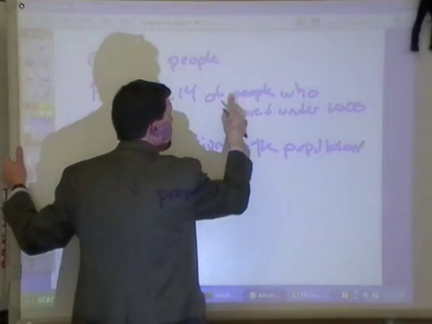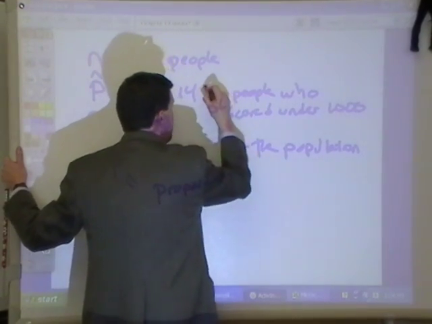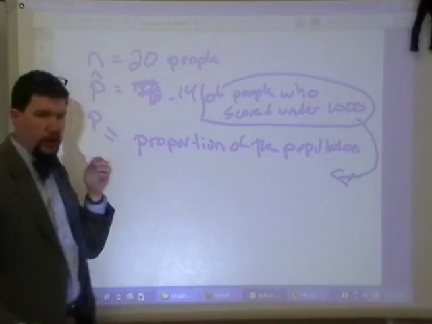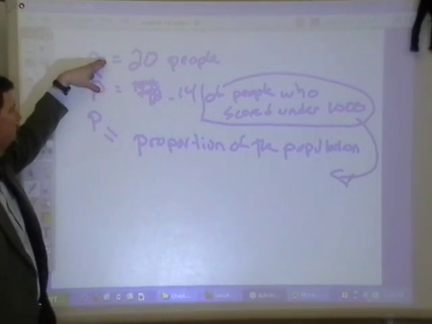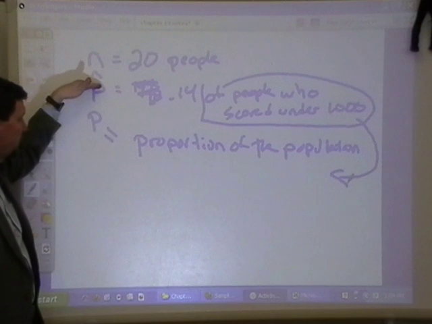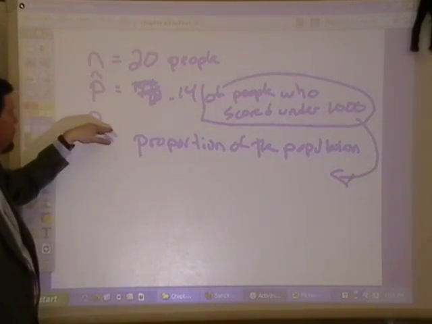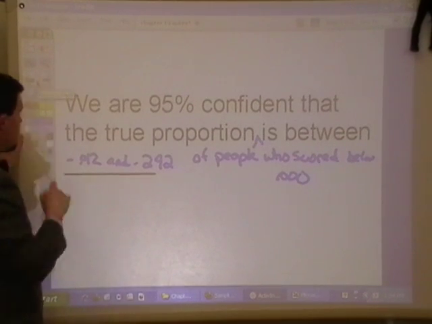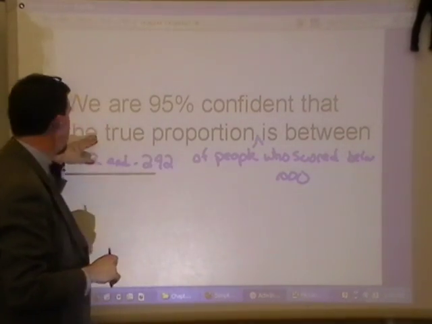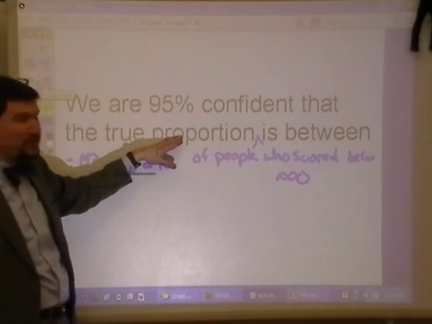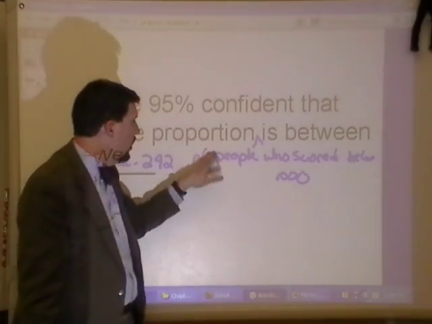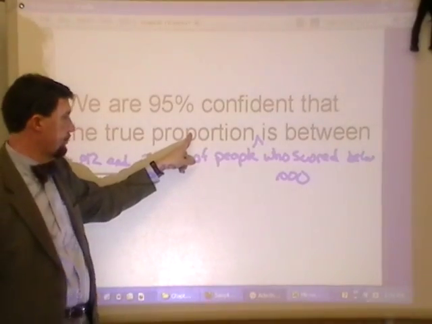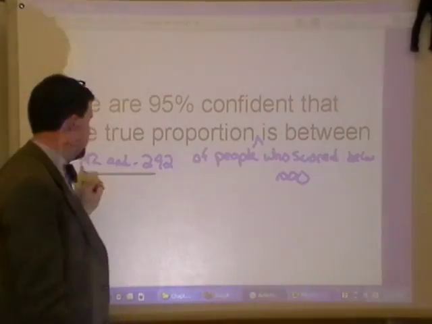It's the proportion of the population, then it's the same thing, of people who scored under 1,000. So by defining N, it helps you to define P hat. And if you have P hat, you can define P. Why do I need to define P? Because when you give this statement, we are 95% confident that the true proportion of people who scored below 1,000, that's your definition of P, and then you have to give your values.